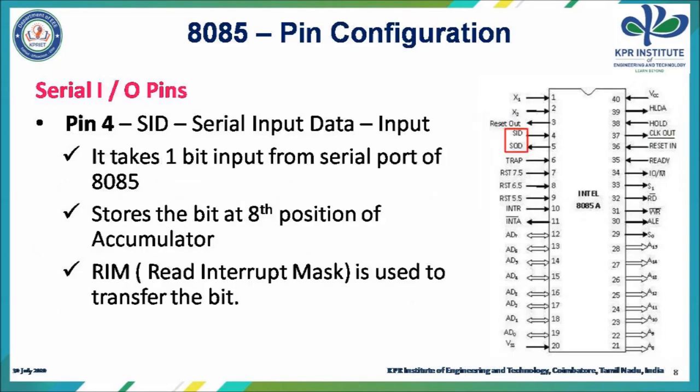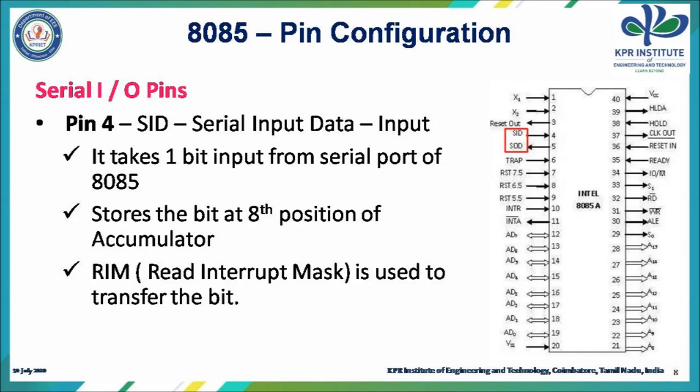The next two pins are serial communication pins, which are used for serial communication. Normally, the 8085 processor performs parallel communication, but whenever there is a need for serial communication, 8085 processor makes use of these pins. There are two serial input-output pins, namely SID and SOD.